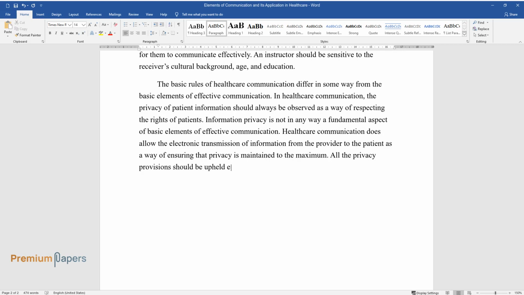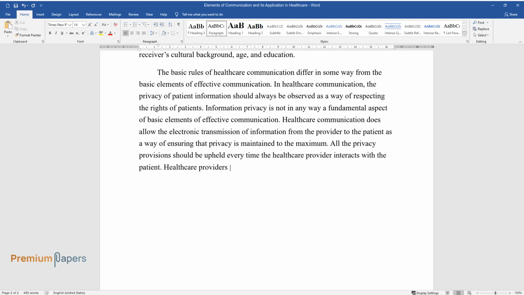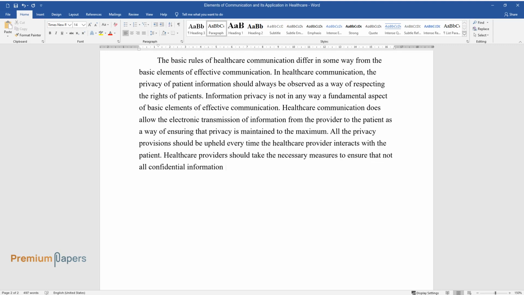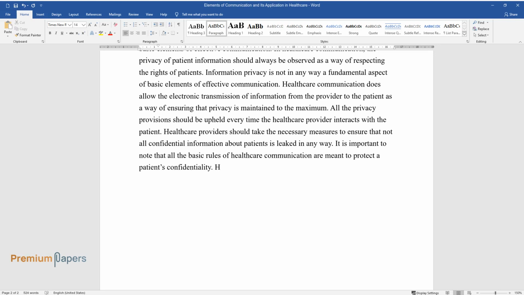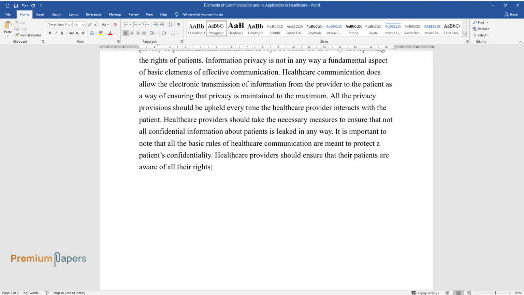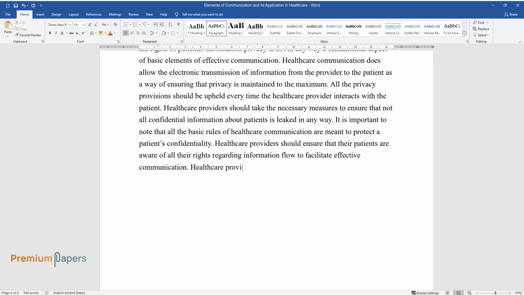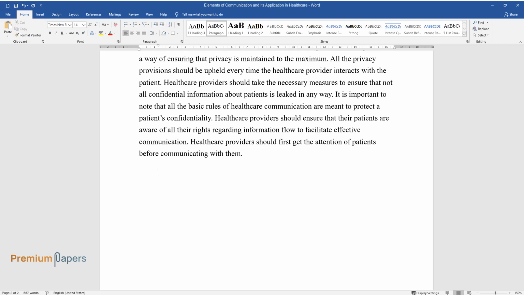All the privacy provisions should be upheld every time the healthcare provider interacts with the patient. Healthcare providers should take the necessary measures to ensure that confidential information about patients is not leaked in any way. It is important to note that all the basic rules of healthcare communication are meant to protect a patient's confidentiality. Healthcare providers should ensure that their patients are aware of all their rights regarding information flow to facilitate effective communication. Healthcare providers should first get the attention of patients before communicating with them.